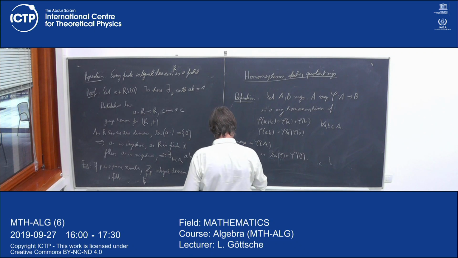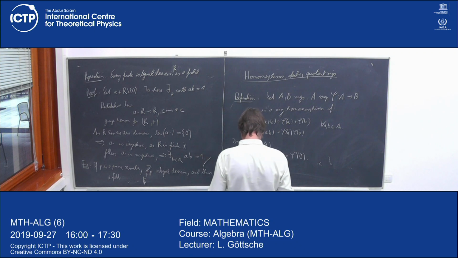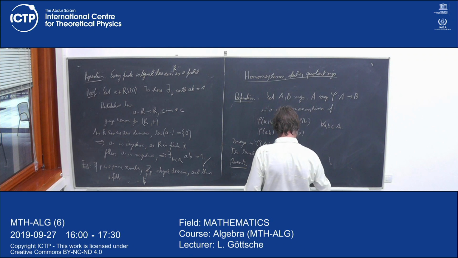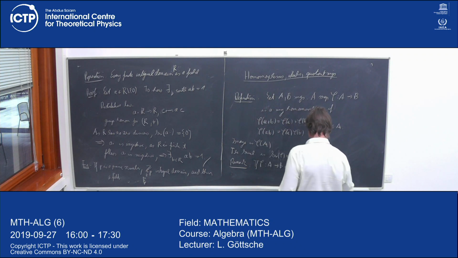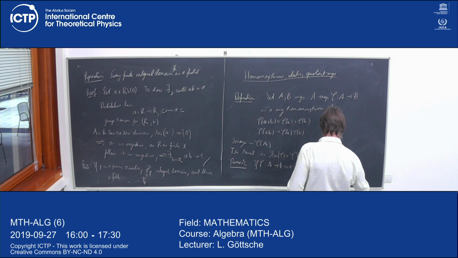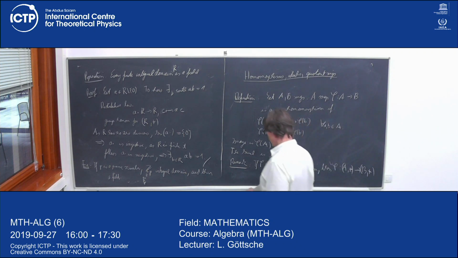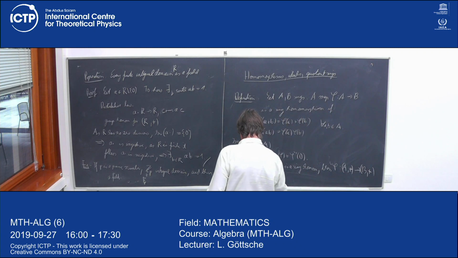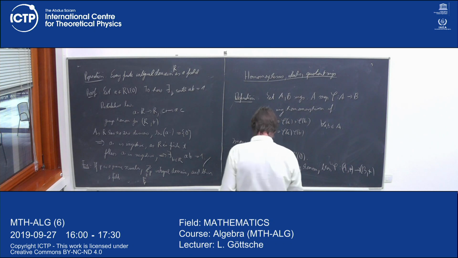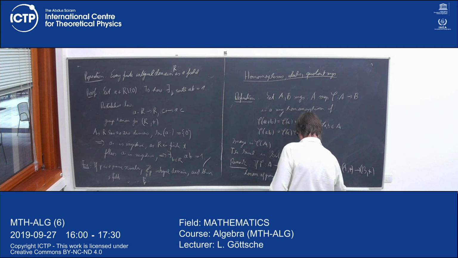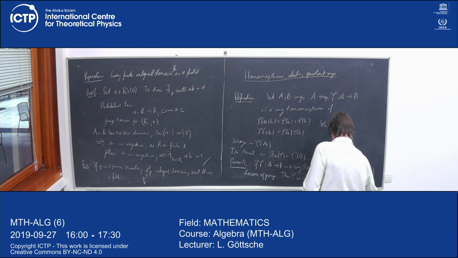So mark: if phi from A to B is a ring homomorphism, then if I take phi as a map from A with addition to B with addition, this is a homomorphism of groups, and so we know that phi is injective if and only if the kernel of phi is equal to 0.